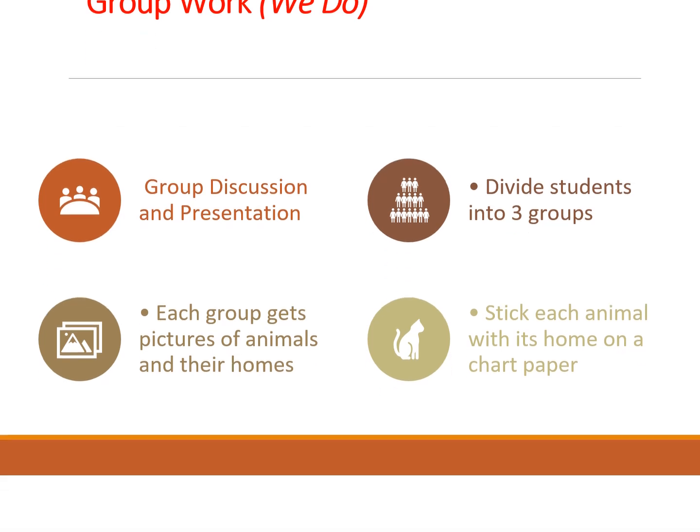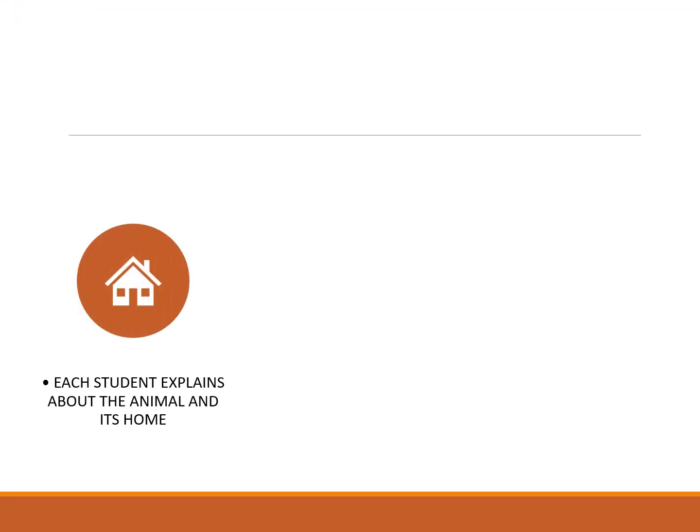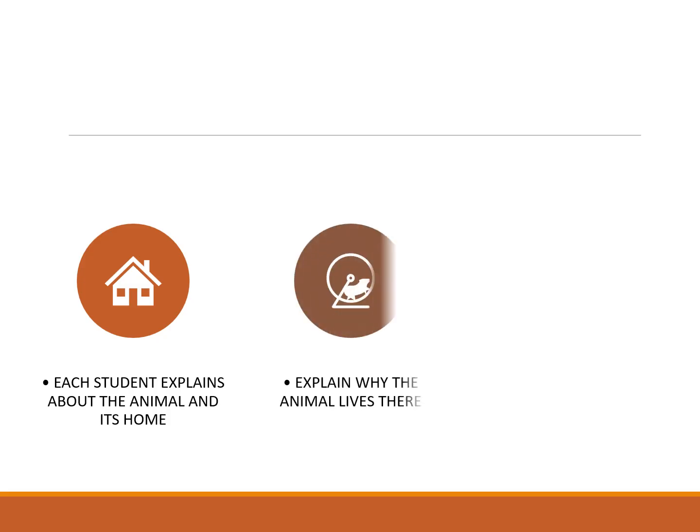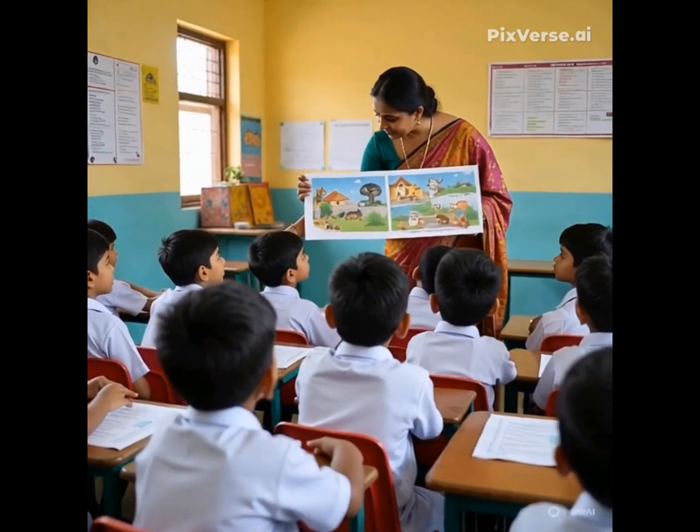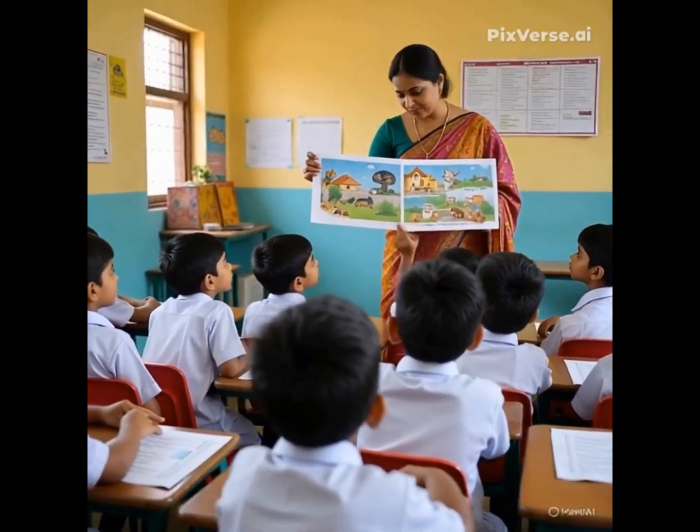After that, each student explains about the animal and its home. Then they explain why the animal lives there and also display group charts on the wall. Like this group work will be done. Teachers, we will see the classroom transaction of the segment we do.